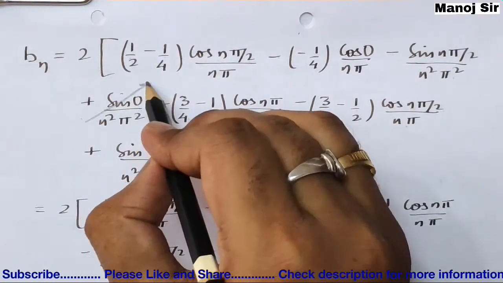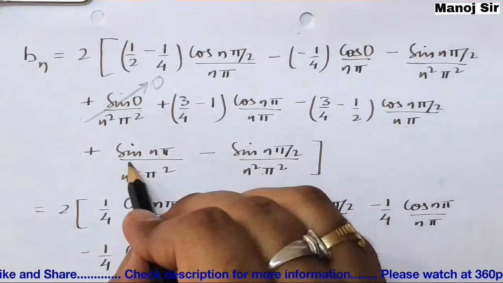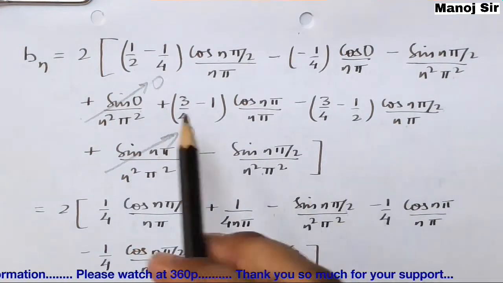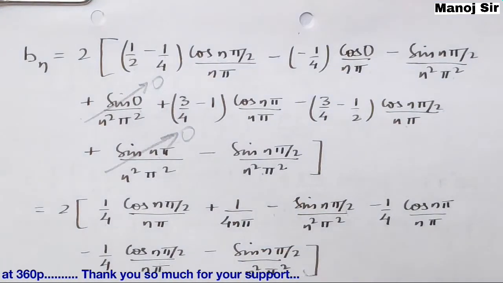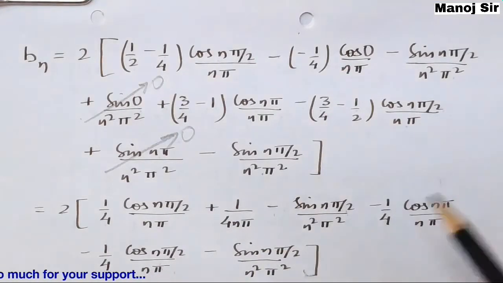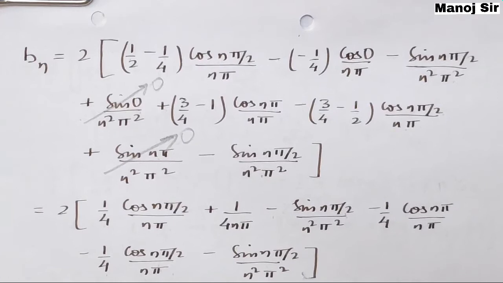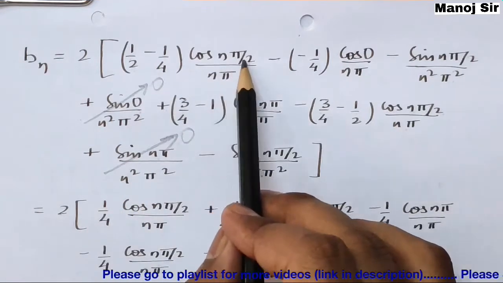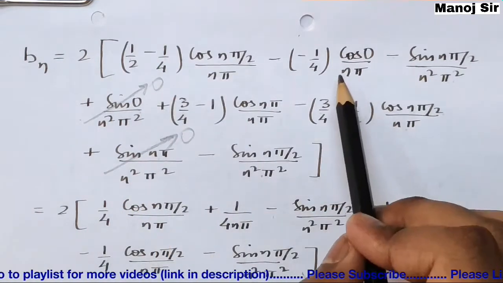Yes, this part will become 0. Okay, this part will also become 0 because sine n pi will become 0. Okay, sine 0 is 0. Now you can see, okay, what are left? Okay, let us see. This is 2 as it is. 1 by 2 minus 1 by 4, that is 1 by 4 into cos of n pi by 2 upon n pi. Okay, now coming to this part.